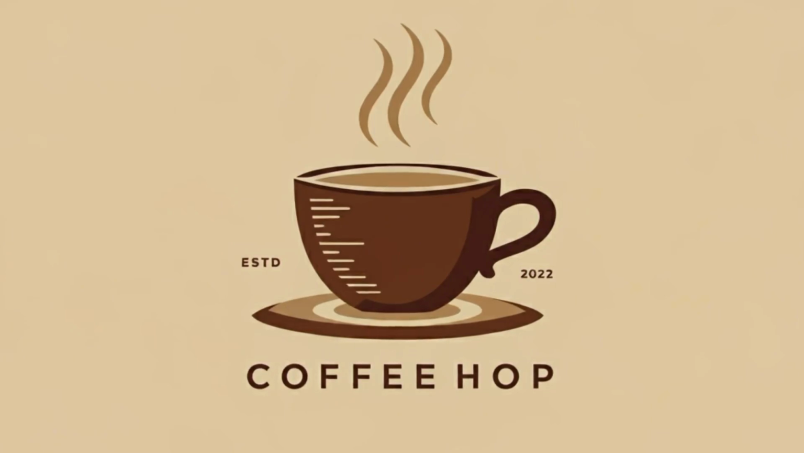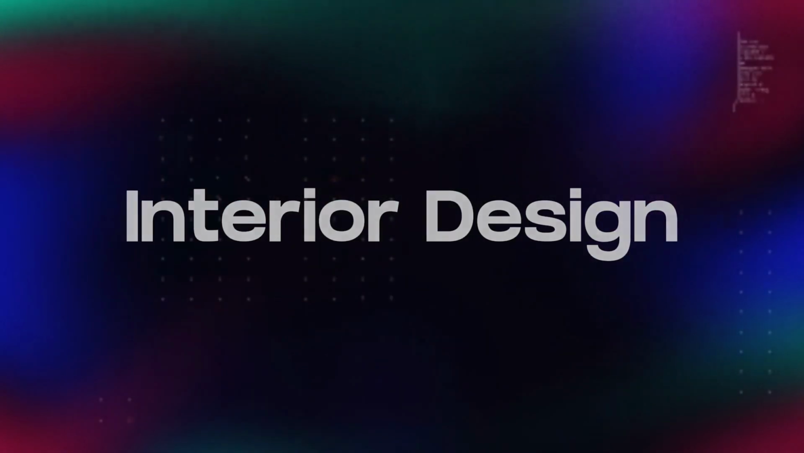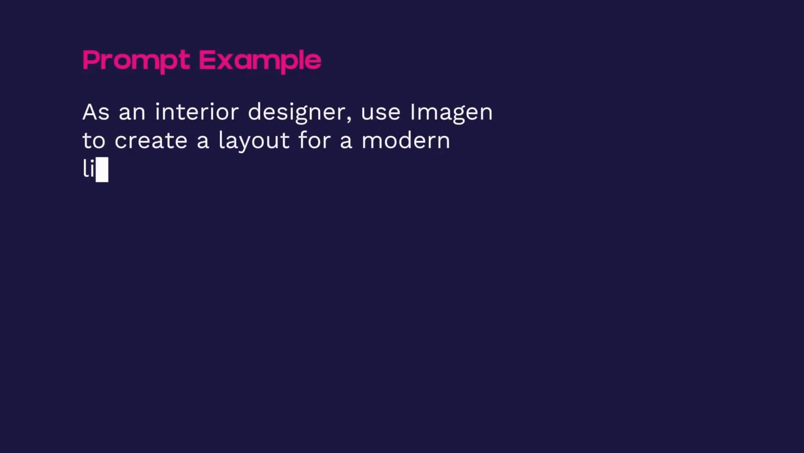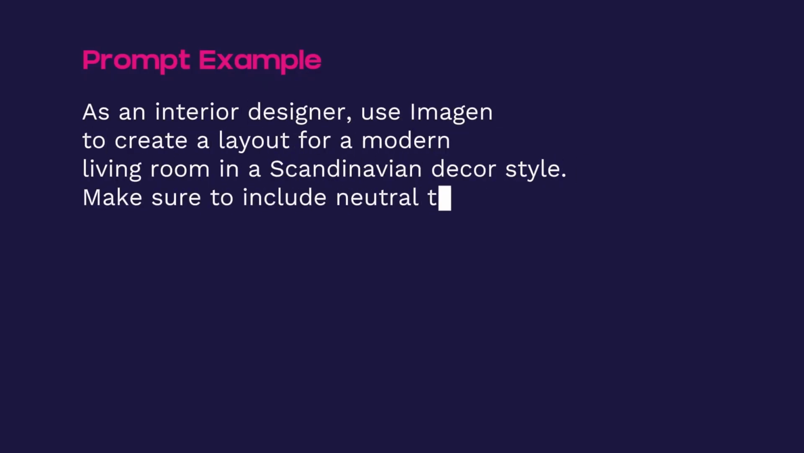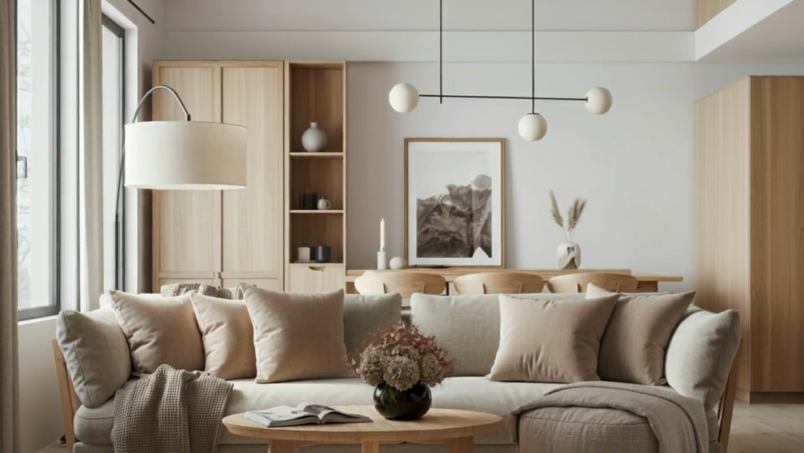And then you can use Imagen to visualize and experiment with interior design layouts and decor. So an example prompt here could be, as an interior designer, use Imagen to create a layout for a modern living room in a Scandinavian decor style. Make sure to include neutral tones, wooden furniture, and cozy textiles in the design. You see the result here.